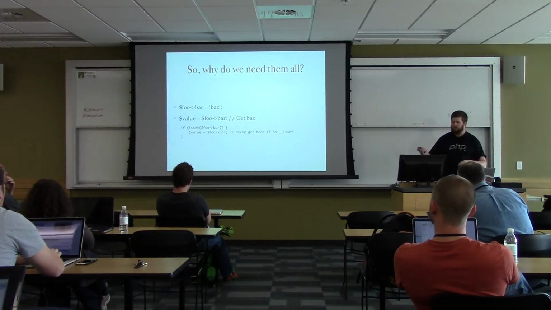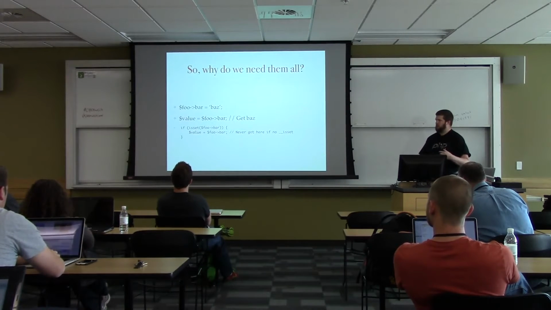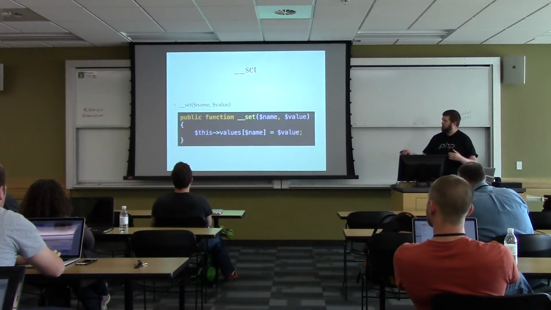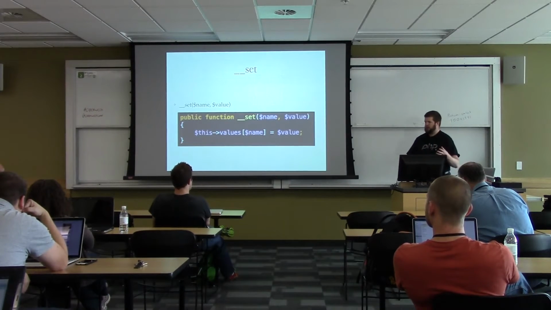Yeah, so here would be an example, right? So if we say, let's say bar doesn't exist. So we say foo bar and we set it to Baz, right? So it's going to call the magic_set function. The name right here is going to be bar. The value is going to be Baz. But we're going to stick it inside of that values array, which is protected, right? So you wouldn't be able to get to it normally.